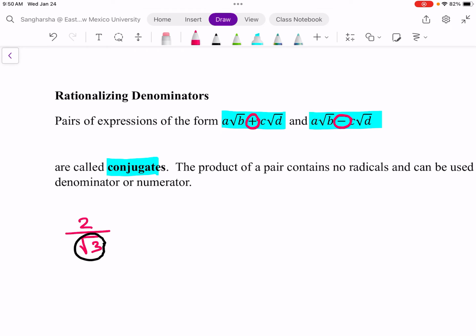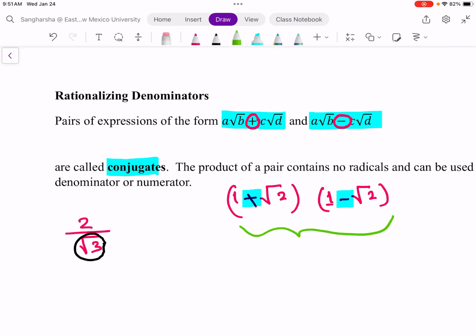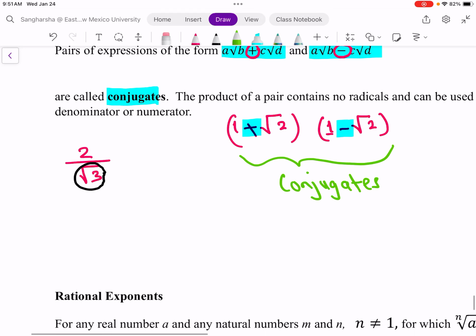So here let me take 1 plus the square root of 2. This is my radical expression, and the other radical expression is 1 minus the square root of 2. The only difference between these two radical expressions is that one is positive and the other one is negative. That's the only difference, the remaining is the same. If this is the case, then these two are conjugates, and if we multiply the conjugates together, we get rid of the radical symbol.